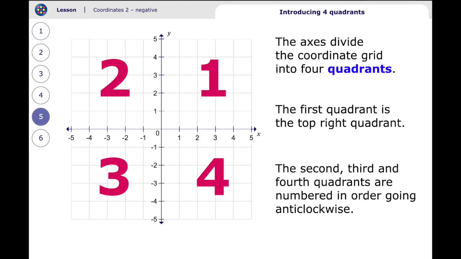And finally today, it's important to know how the quadrants are named. So when they're split into 4 quadrants, the first quadrant is the top right quadrant, and that's the quadrant you would have started working in year 4. And then the second, third and fourth quadrants are numbered in order going anti-clockwise. So you can see there's 1, there's 2, there's 3, there's 4 in an anti-clockwise direction.